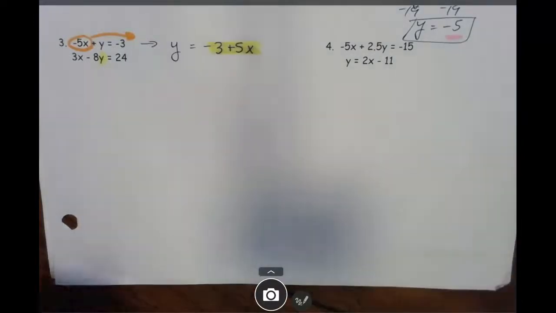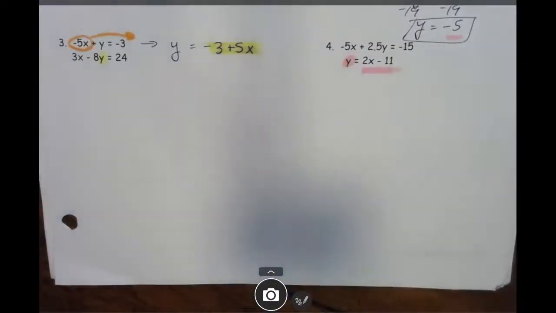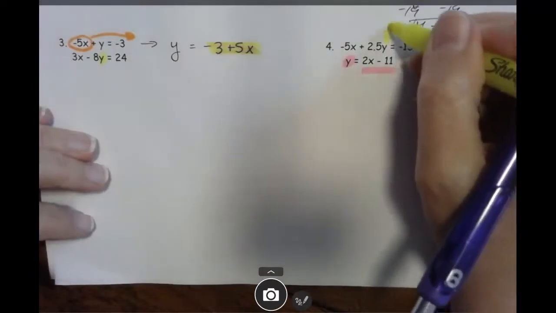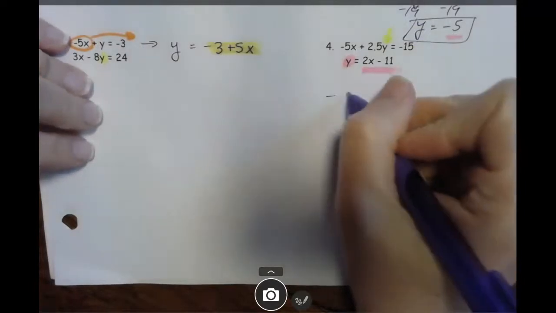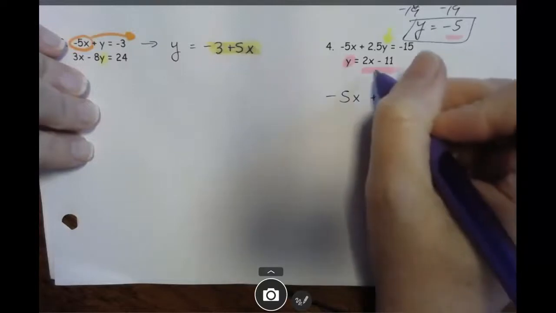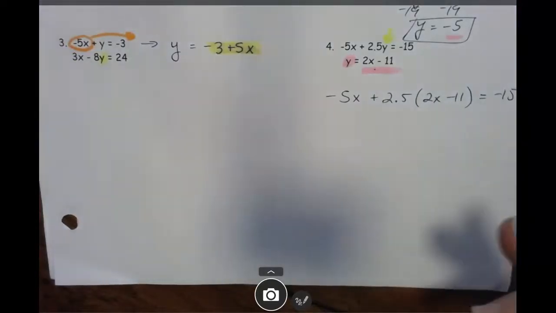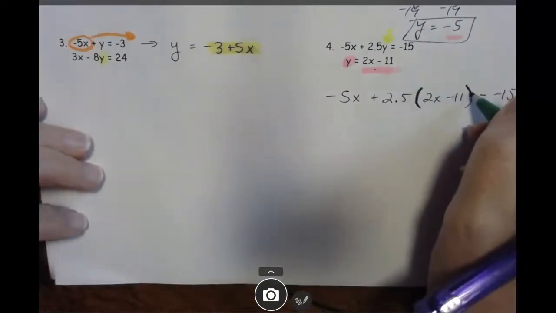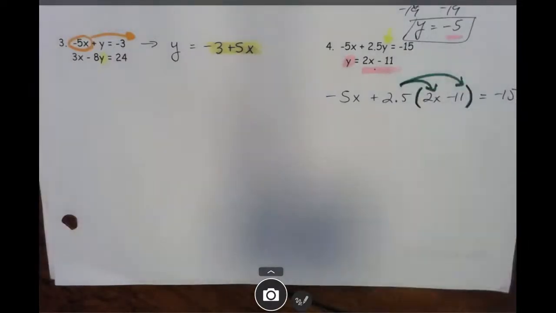Number 4 is great because guess what? y is already solved for. y is 2x minus 11. So let's plug it in right there where we see the y. So we end up with negative 5x plus 2.5 times y equals negative 15. Once again, guys, note my use of parentheses. That reminds you to use the distributive property.